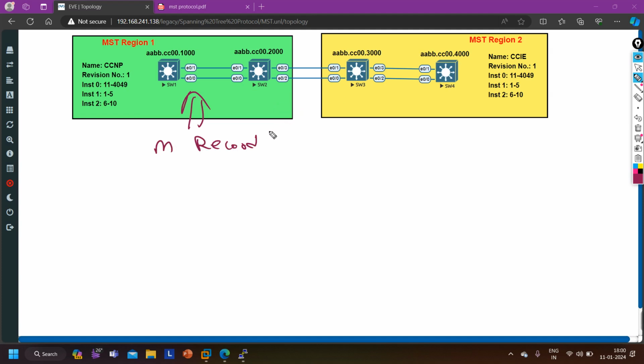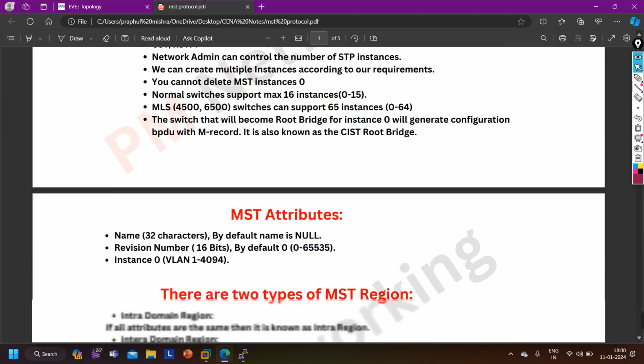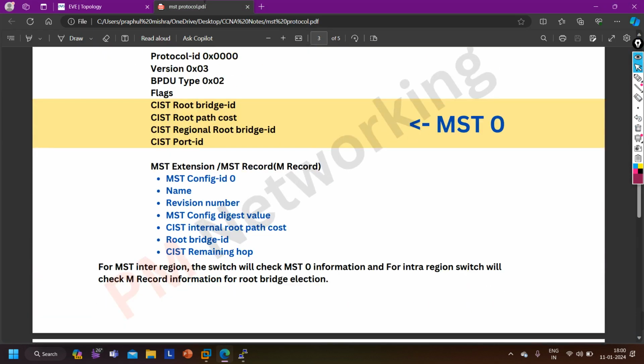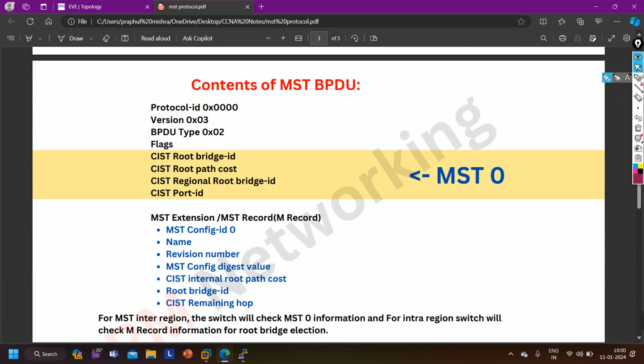For inter region, switches are going to check what? MST 0 information, right? We discussed this in the last class also. Here also, let me show you where we had discussed this. Here you can see the content of the BPDU. In the BPDU there will be this information. This is the information of MST 0, and these are the information of the M record: the MST extension, or MST record, or in short, the M record.